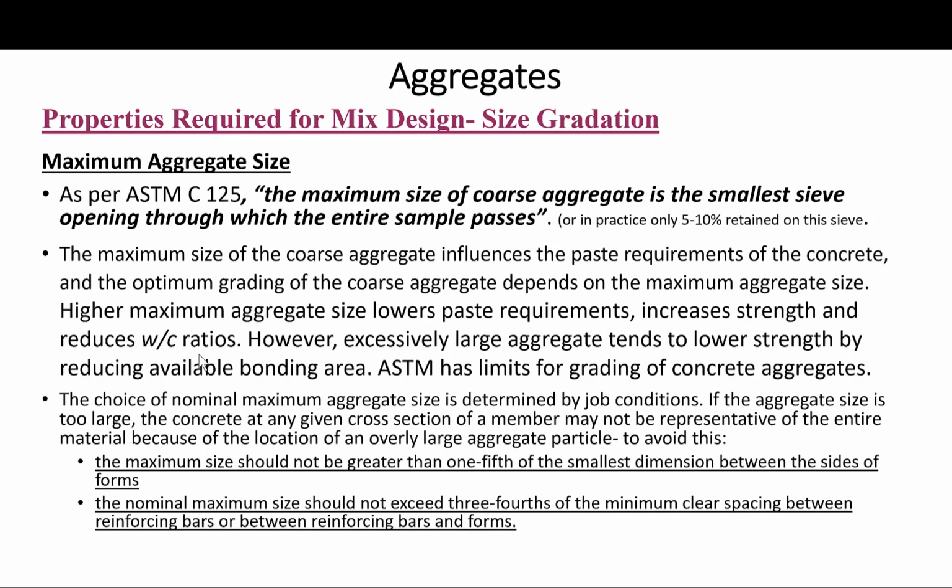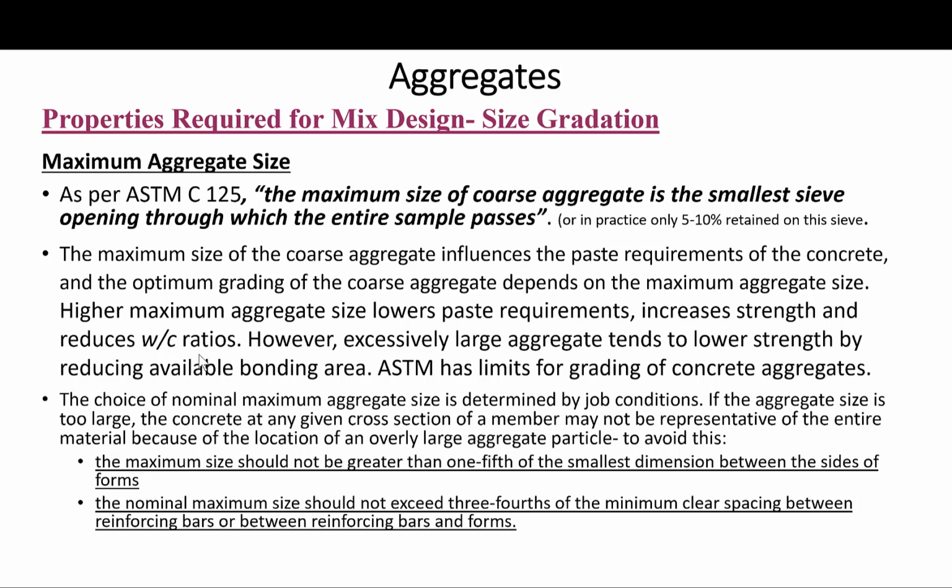Okay, there is also something in the size gradation called maximum aggregate size. The maximum size of the coarse aggregate, as I mentioned earlier, influences the paste requirements of the concrete, and also the optimum grading of the coarse aggregate depends on the maximum aggregate size, as we will see later. So as defined by ASTM C125, the maximum size of coarse aggregate is the smallest sieve opening through which the entire sample passes. Simple, okay?